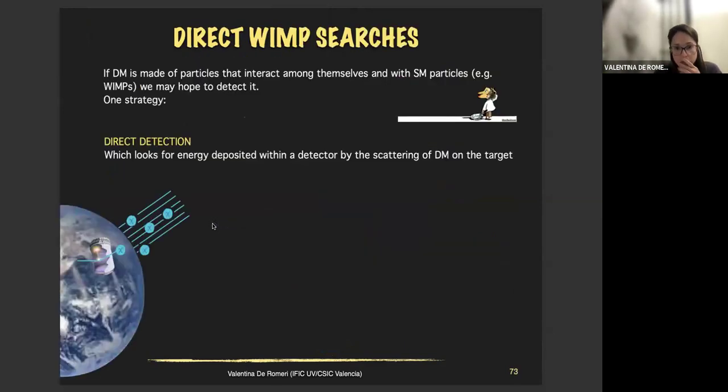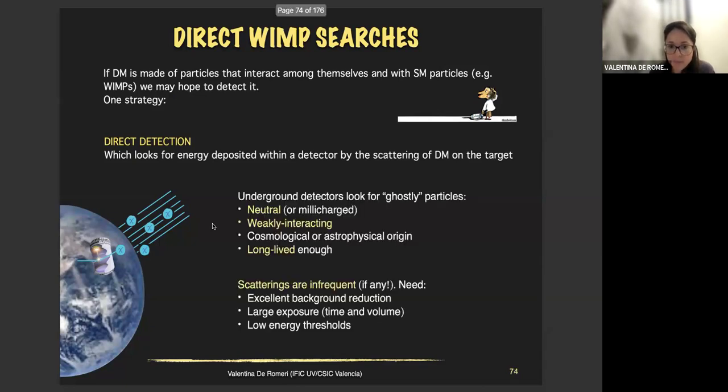So let me just quickly introduce direct WIMP searches. Well, we know that if dark matter is made of particles like WIMPs that interact with the standard model particles, then we can try to detect it. And one of the strategies that have been envisaged for WIMP detection is the so-called direct detection, which looks for the energy deposited within the detector by the scattering of dark matter on the target. So direct detection experiments are underground detectors that look for ghostly particles that are neutral or at most millicharged, weakly interacting, of cosmological or astrophysical origin, and long-lived enough.